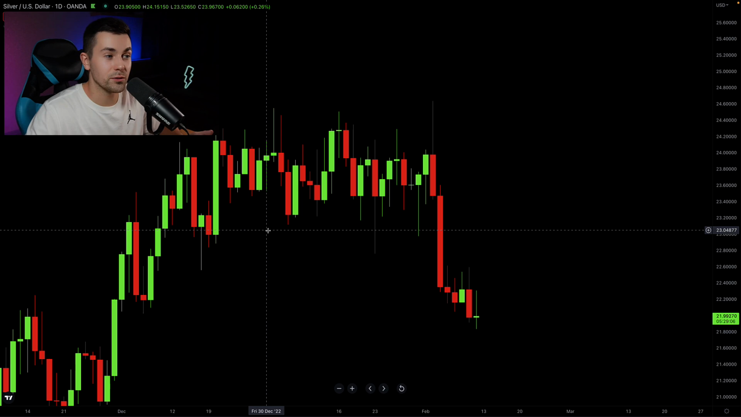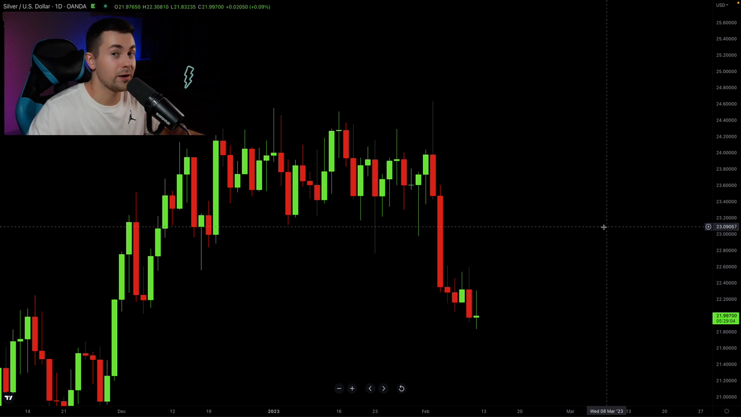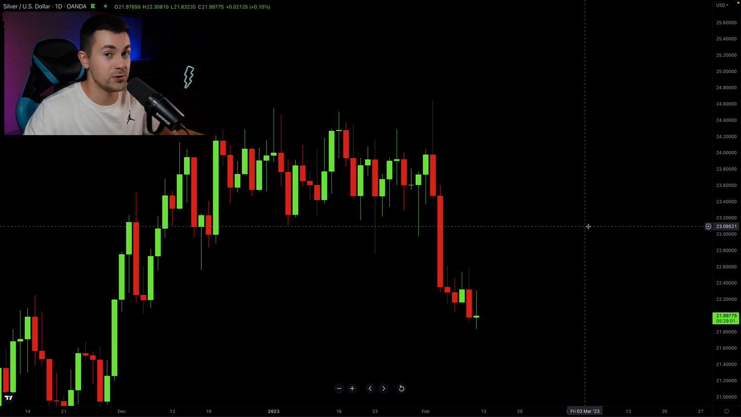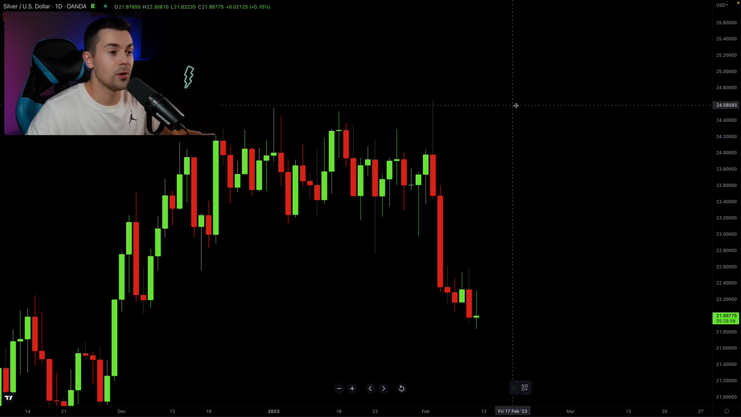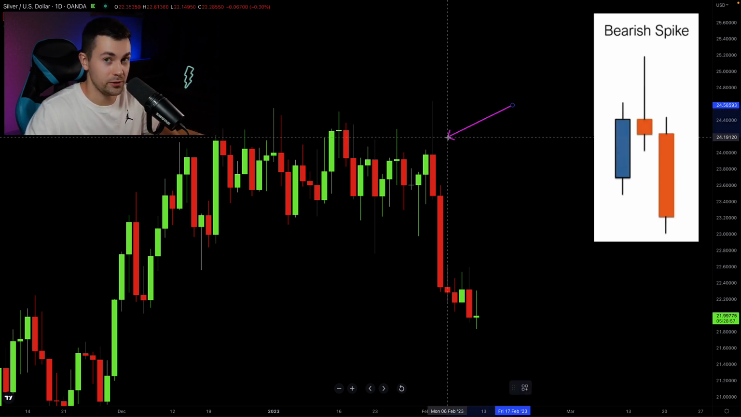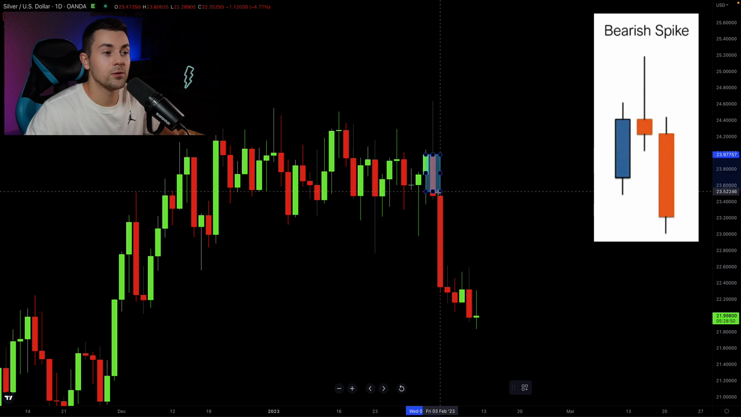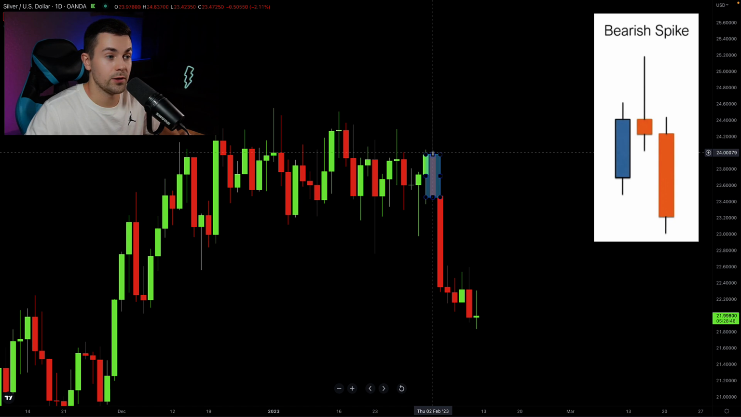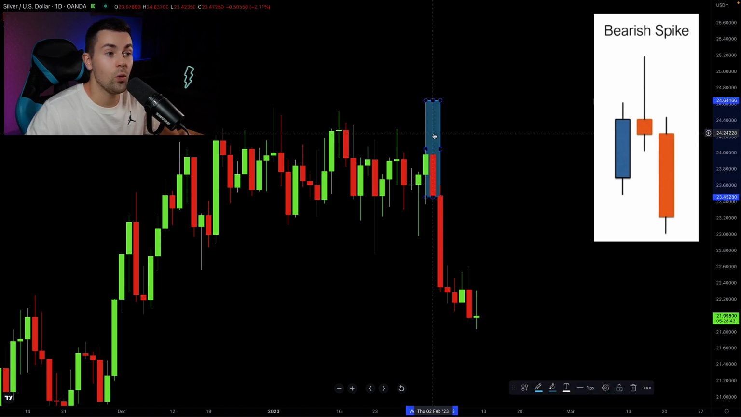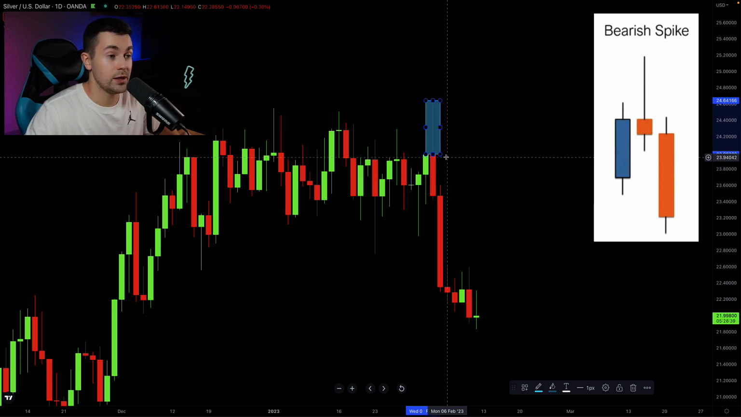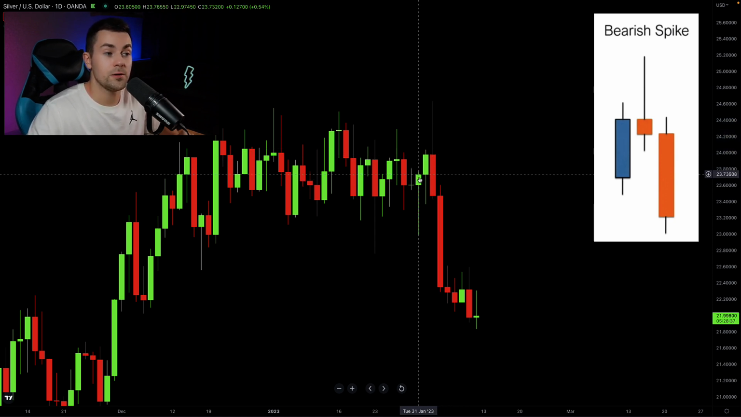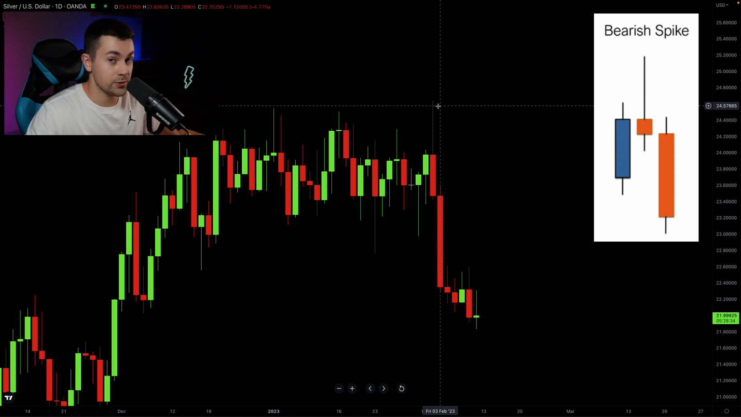And here on silver, on a daily time frame, I see a perfect example of the rejection candle. Here I'm talking about that bearish candle. Why is that bearish candle so important? That candle has a relatively wide body. But what is more important about that candle is that the wick of that candle is bigger than the body of that candle. That candle right here is called the rejection candle.